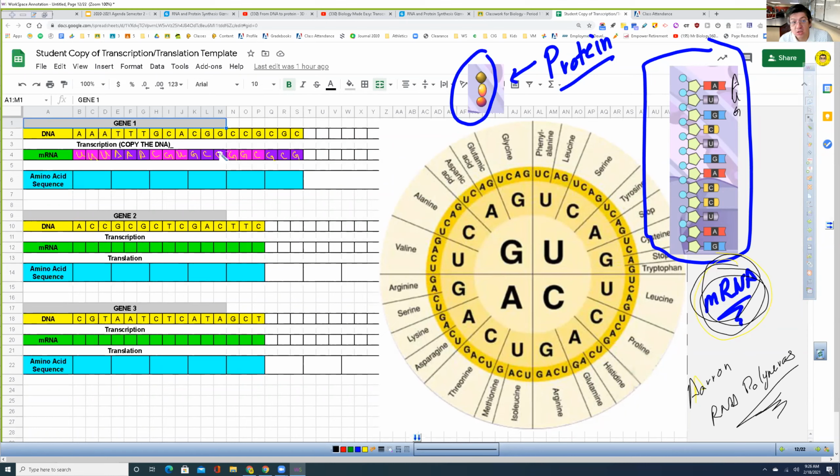Very good. So now remember, are we done? Is that what cells want to do, just make mRNA and call it a day? No. What's the whole point of how cells stay alive? By making what? Proteins. So what do the cells need to make a protein?